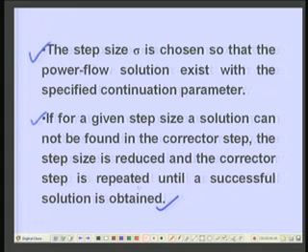This is very important, because we do not know what the step size should be. Suppose you take a very small step size, then you will require a large number of iterations. If you take a large step size, it will not converge. Therefore, one has to choose the step size very judiciously.